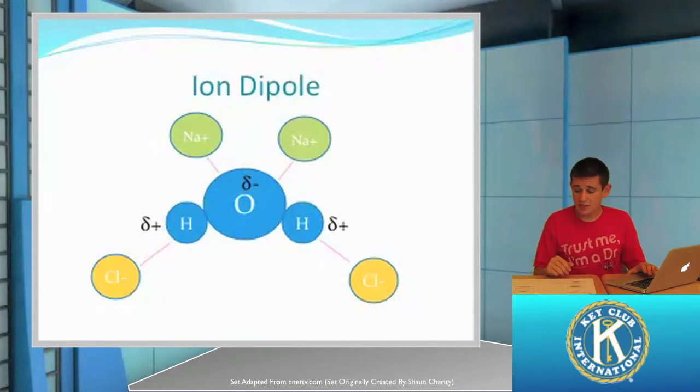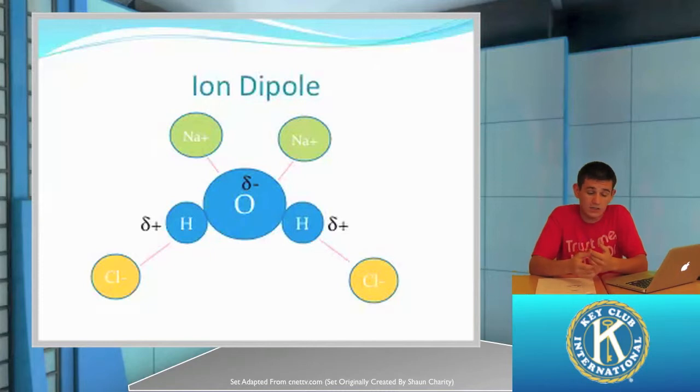The next type of force is ion-dipole. Ion-dipole forces are generally seen, a common example being sodium chloride when you dissolve it in water. What will end up happening is that the sodium and the chloride, because it is ionic, will end up breaking apart. So you'll have sodium cations and chloride anions.